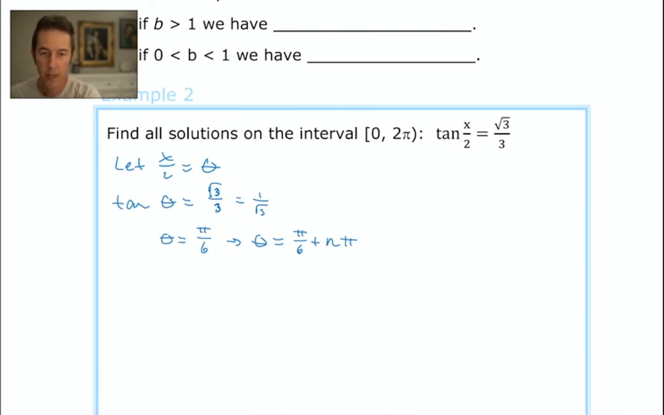Now, well, this is great. So I could plug in an n value of 0, an n value of 1, an n value of 2, and I could crank out some theta values and I'd have my answers. Problem is, we're not looking for theta values. We're supposed to be looking for x values. So at this point, now that I've gotten to this kind of generic all solutions statement, where I could just keep plugging in n values and cranking out theta values, now I'm going to back substitute, is what I've always called it. I'm going to replace theta with x over 2.